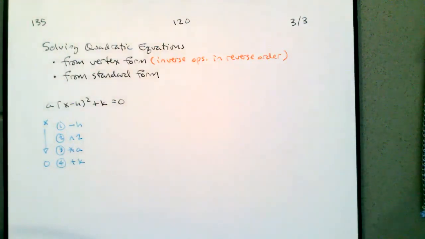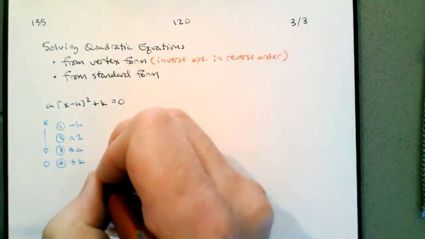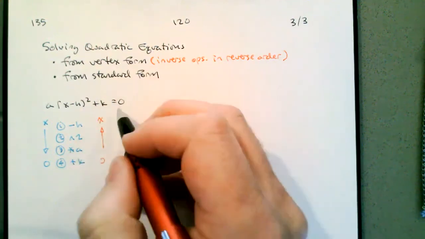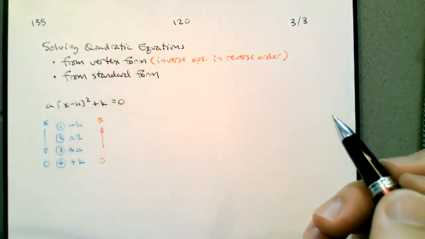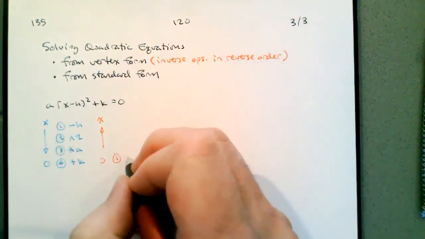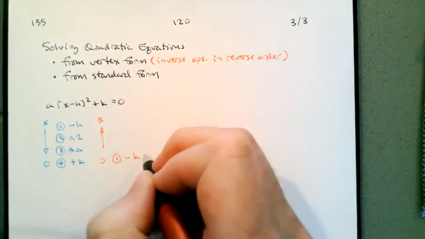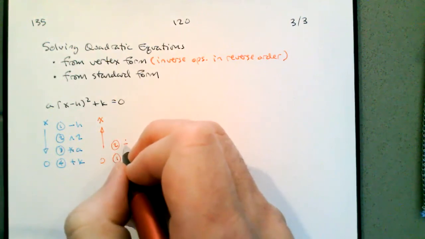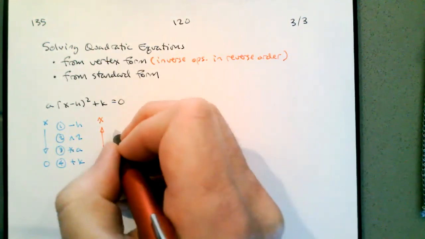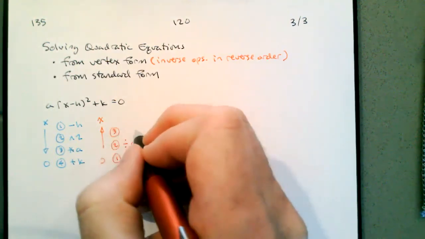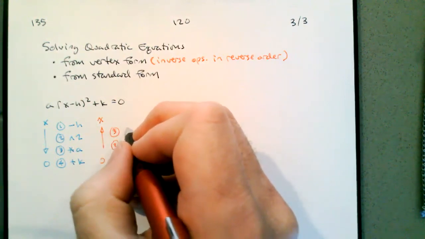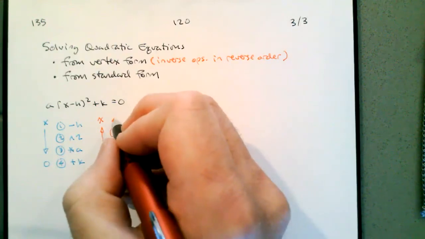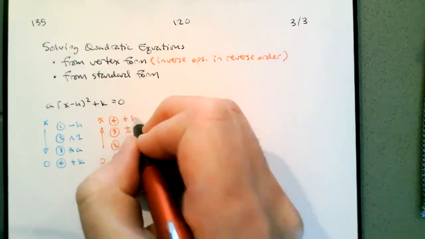So there's our plan. If we take the inverse operations in reverse order, that will give us a plan to turn the 0 back into an x. So first, we're going to subtract k. Second, we'll divide by a. Third, we'll do a 1/2 power, a plus or minus square root. And fourth, we will add h.